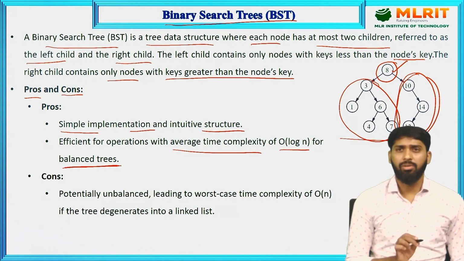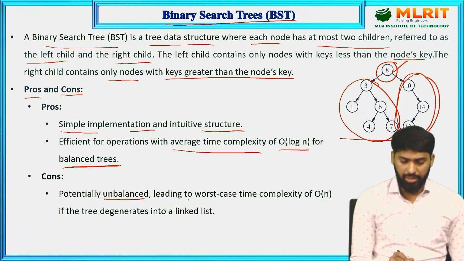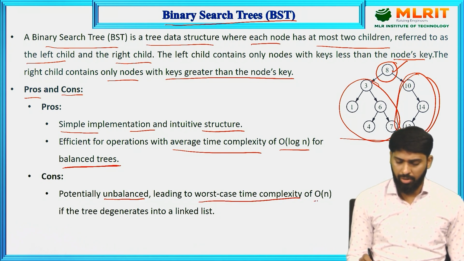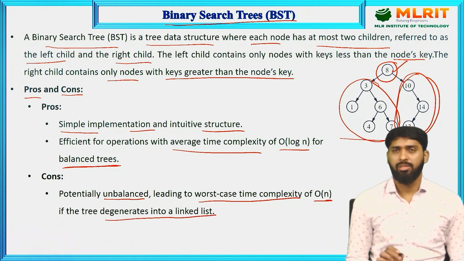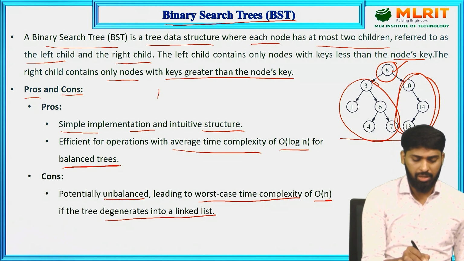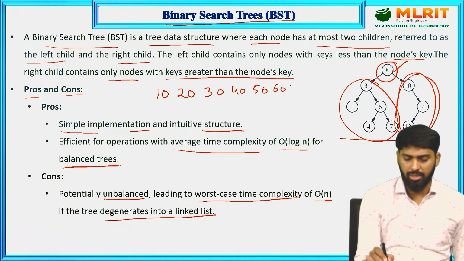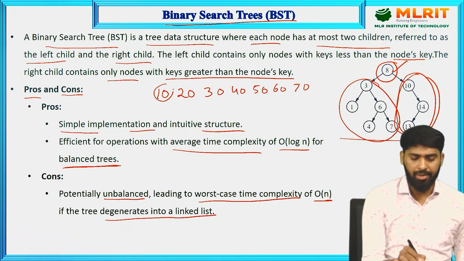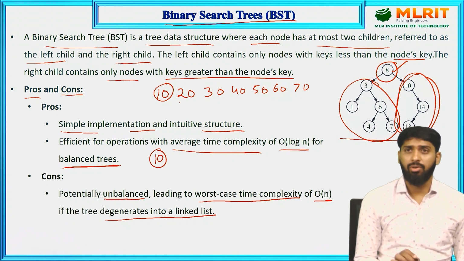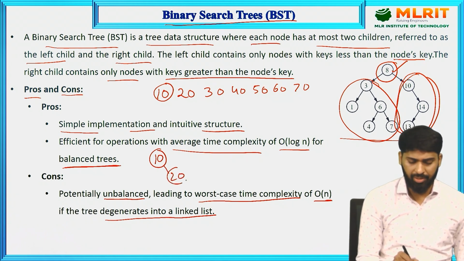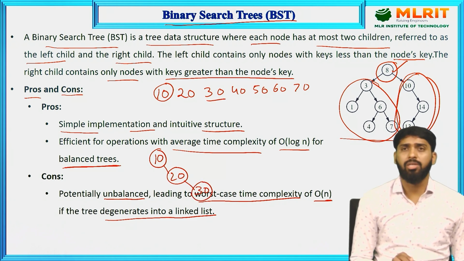Now coming to the cons of this binary search tree: it is potentially unbalanced, leading to worst case time complexity of big O of n if the tree degenerates into a linked list. For example, consider these values: 10, 20, 30, 40, 50, 60, 70. Now what is the root here? 10 is the root. Next 20. 20 is greater than 10, so 20 is the right child of 10. Next 30. 30 is greater than 20, so 30 is the right child of 20.